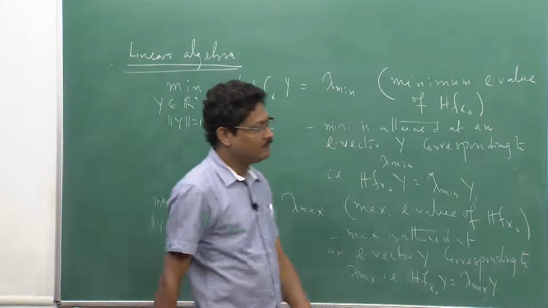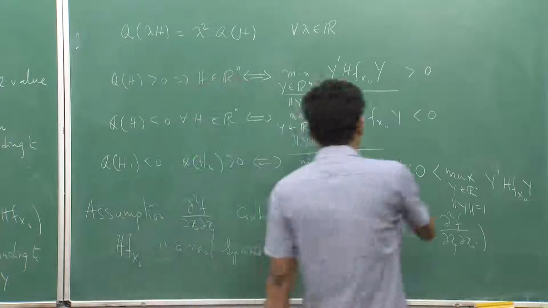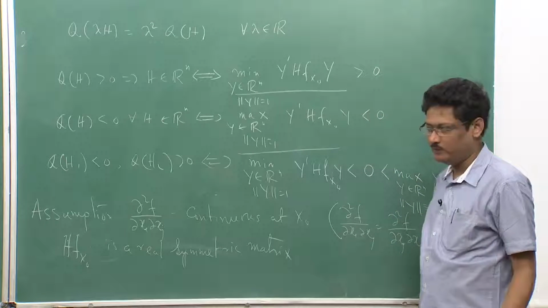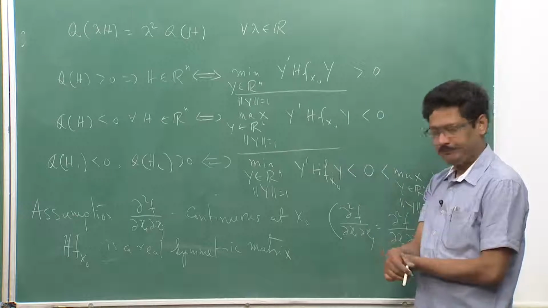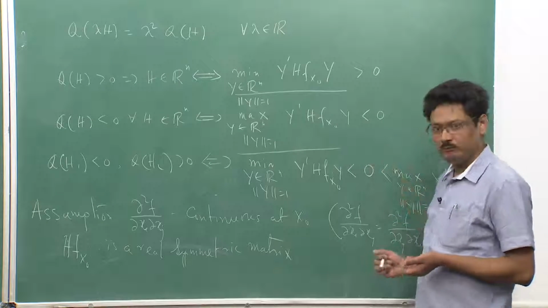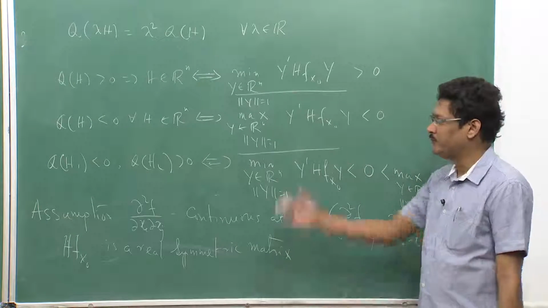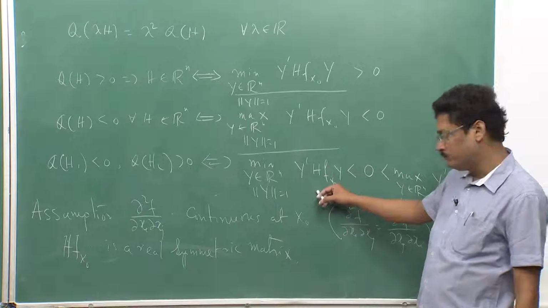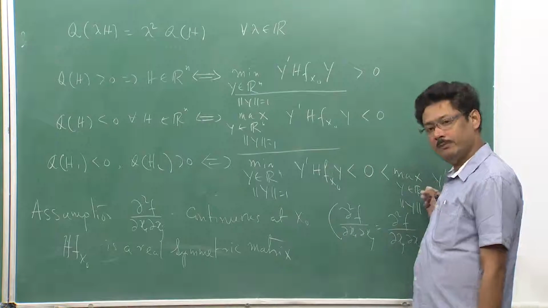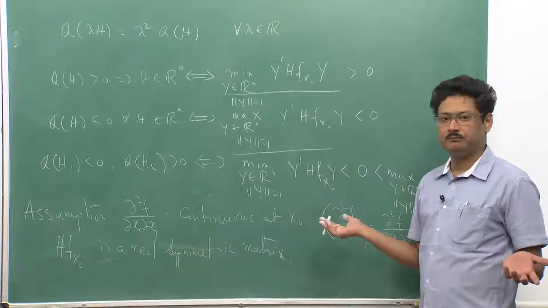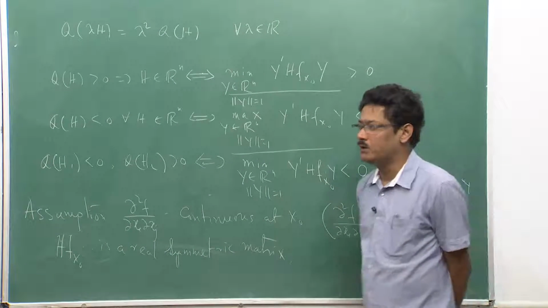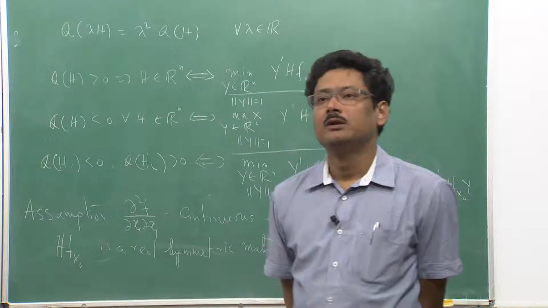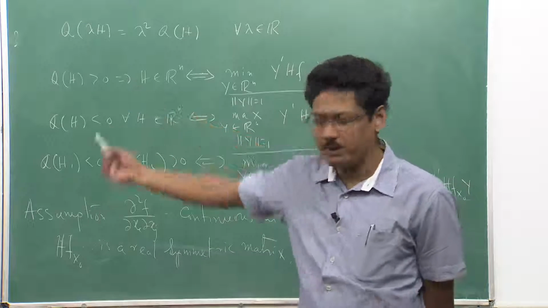So what it says is that if the minimum eigenvalue is greater than 0, so all eigenvalues are greater than 0, then it is a local minimum. If the maximum eigenvalue is less than 0, then all eigenvalues are less than 0, and it is a local maximum. And if there is some eigenvalue less than 0 and some eigenvalue bigger than 0, then it is a saddle. So in terms of eigenvalues, the second derivative test reduces to this.